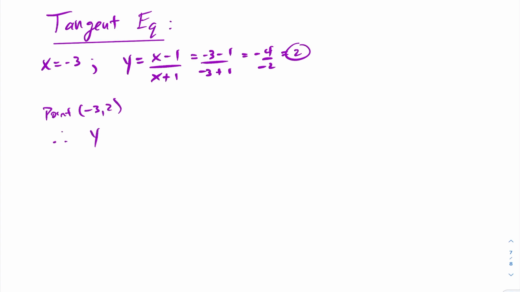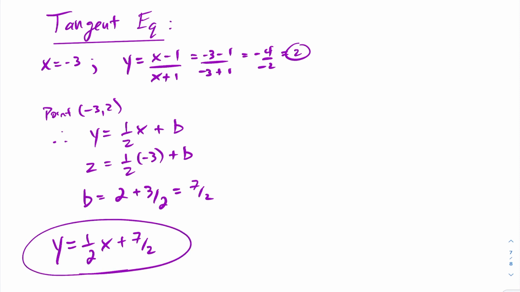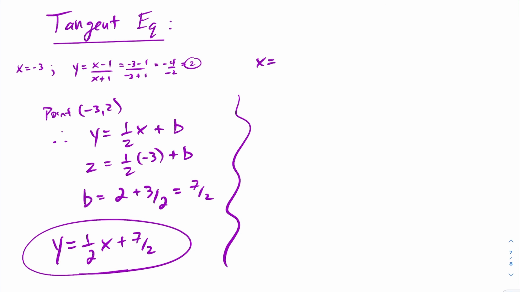Therefore, the equation is y equals 1/2 x plus my b value. Subbing my point in here, I get 2 equals 1/2 times negative 3 plus b. And we get b equals 2 plus 3/2, which is going to be 7/2. So the tangent equation is y equals 1/2 x plus 7/2.